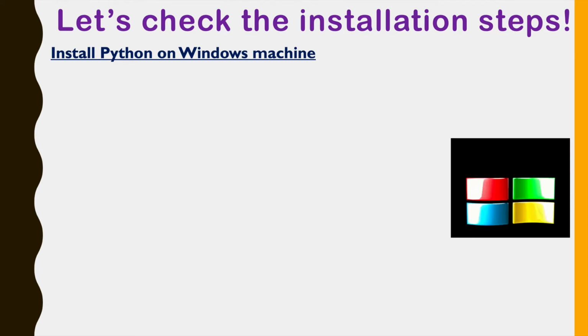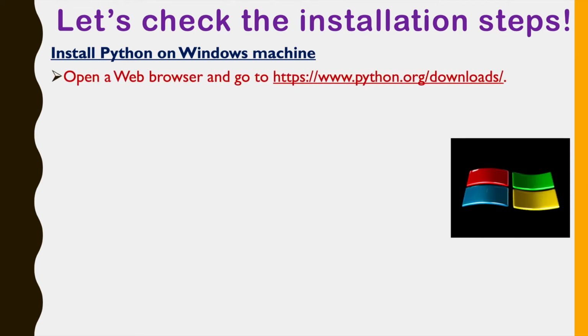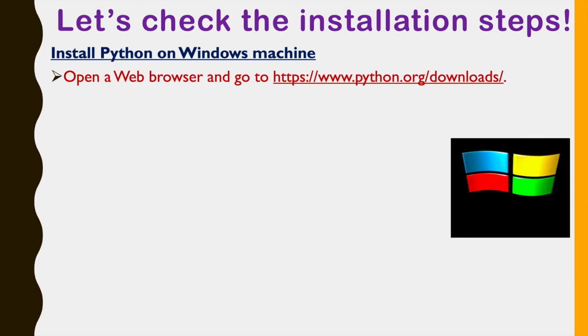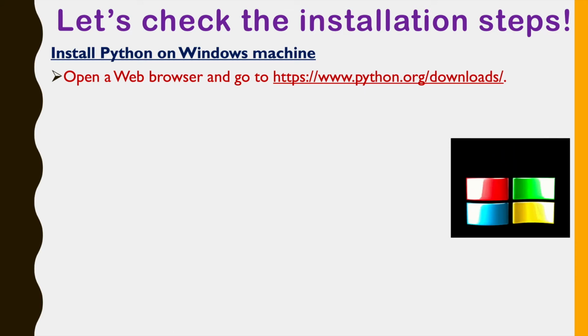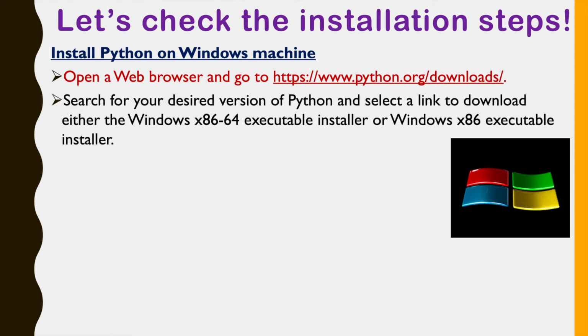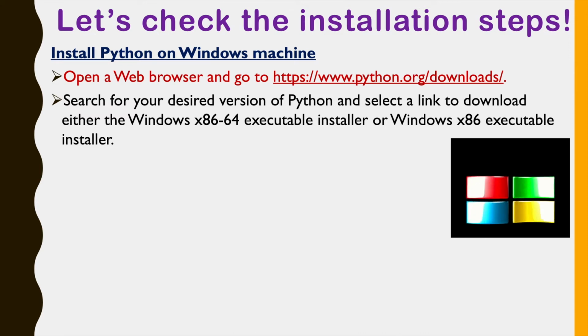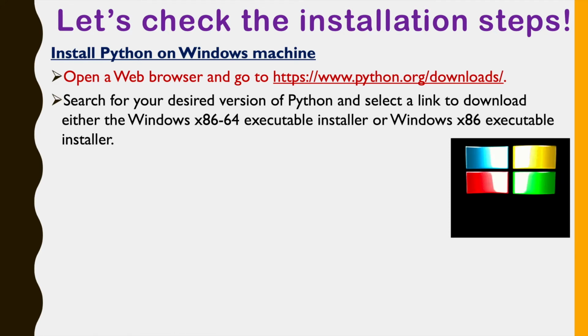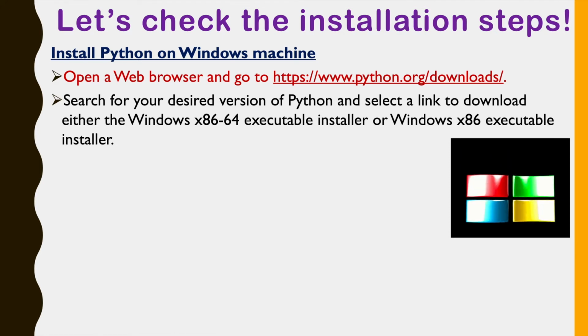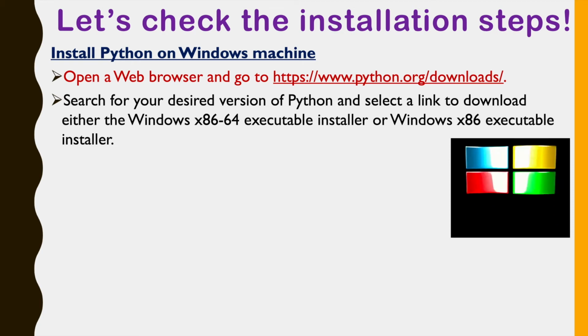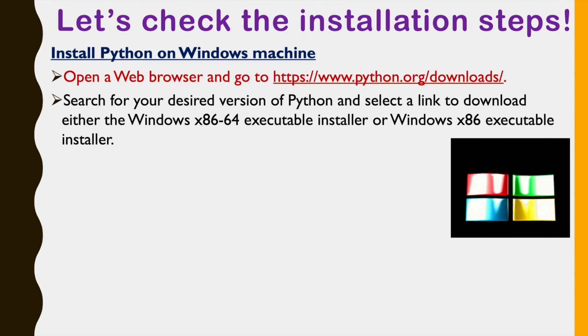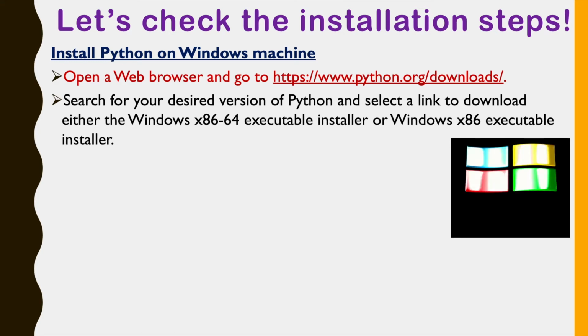Now let's see how to install Python on a Windows machine. So open a web browser and go to www.python.org/downloads. Search for your desired version of Python and select a link to download either the Windows x86-64 executable installer or the Windows x86 executable installer. If your Windows installation is a 32-bit system, you need the Windows x86 executable installer. And if your Windows is a 64-bit version, then you need to download the Windows x86-64 executable installer.